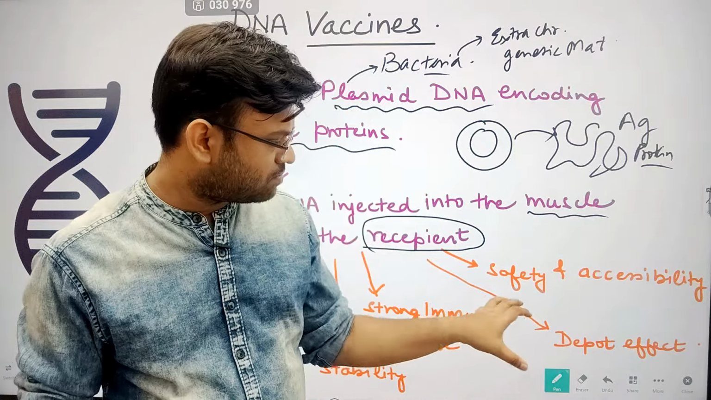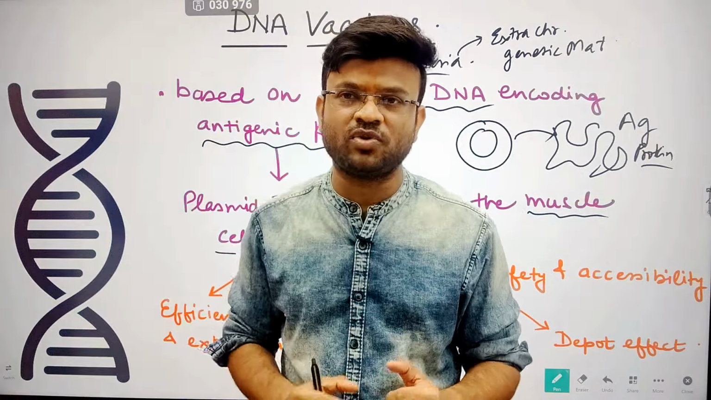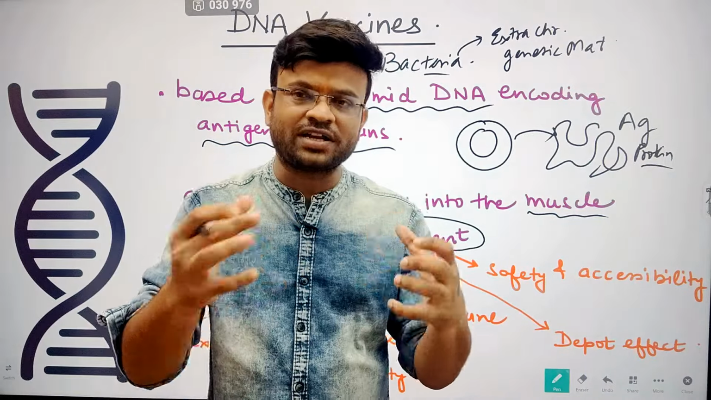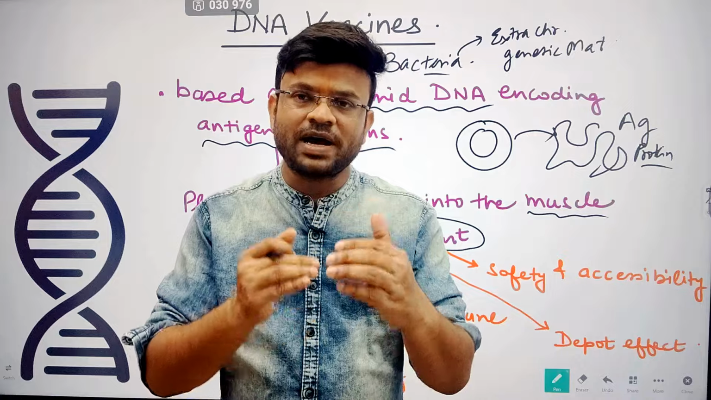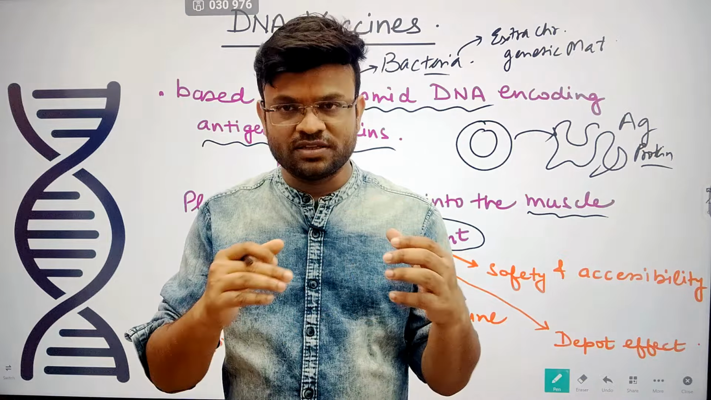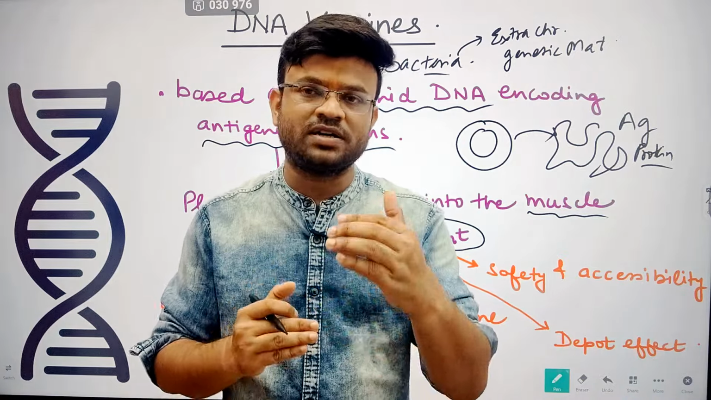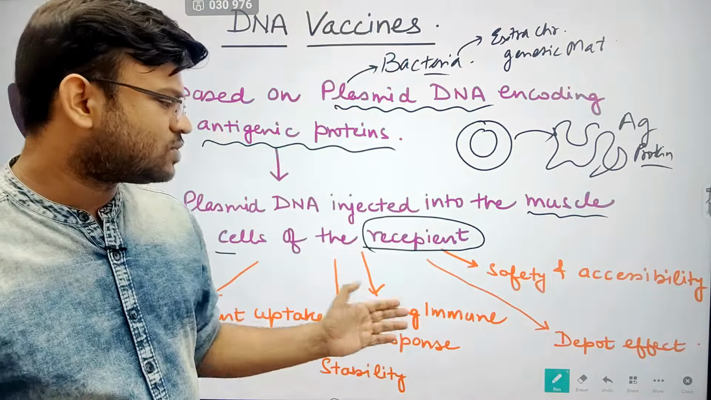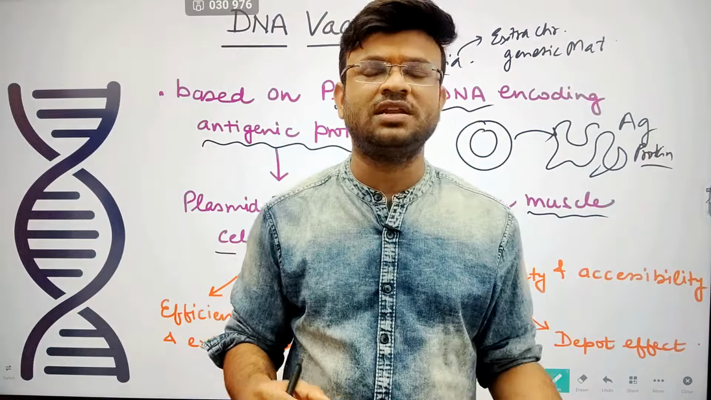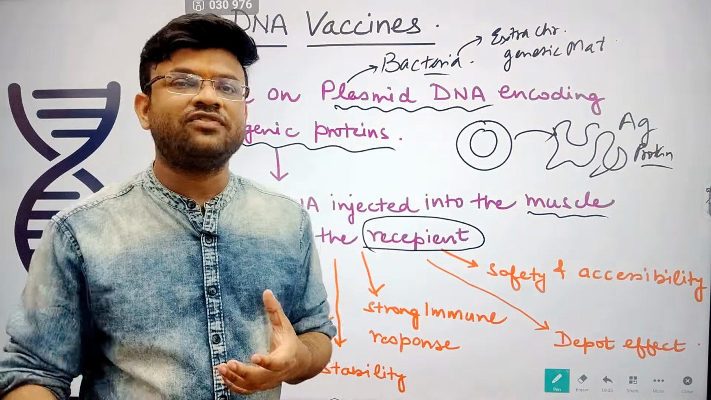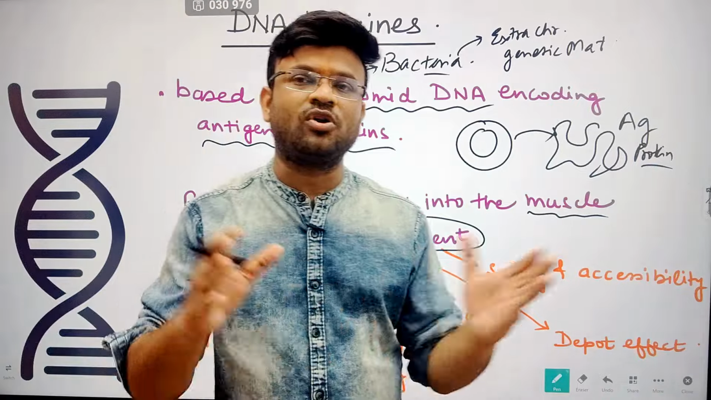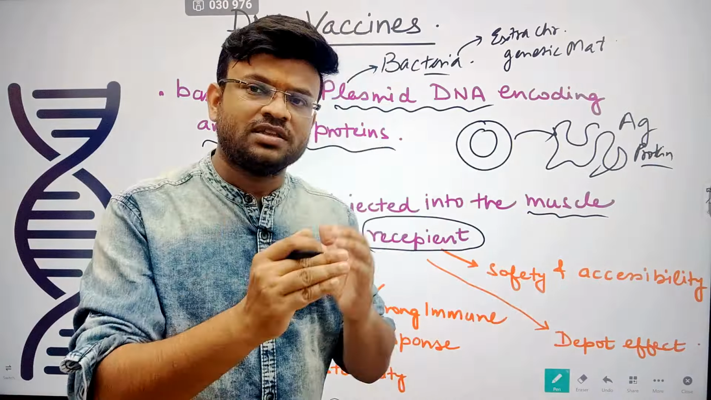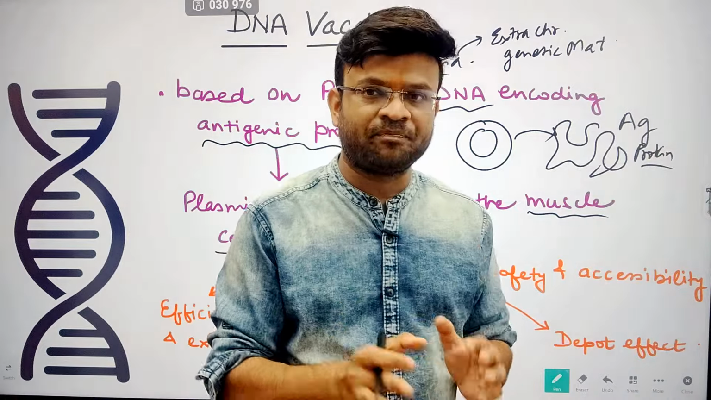That means the muscle cells over here will serve as a depot, and the release of the proteins, or the effect, would be shown little by little, just like a depot. From the depot, buses move turn by turn, not together. So the depot effect will be seen. Because of the depot effect, the effect of the DNA vaccine would be prolonged. The effect can be seen for a longer period of time because the release of the proteins will be little by little. Understood?